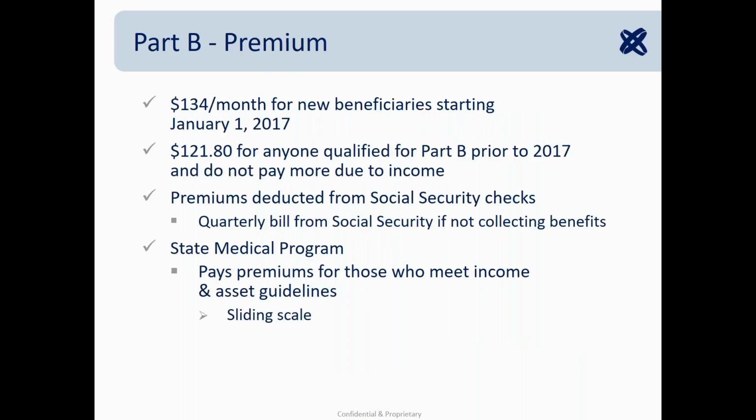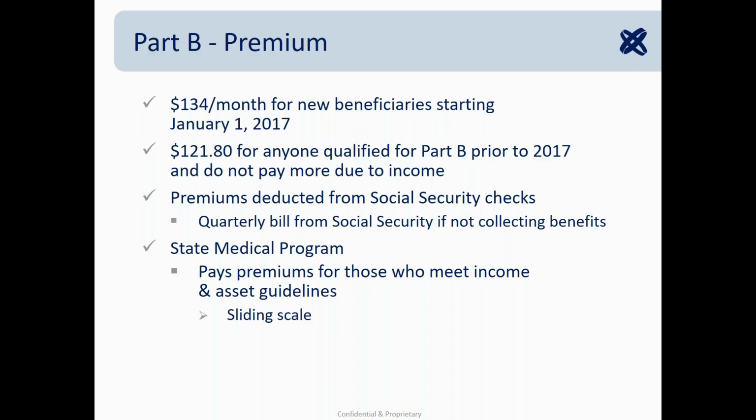The Part B premium changes every year. For 2017, it starts out at $134 a month for new beneficiaries who are starting on Medicare this year. The premium is $121.80 for anyone who qualified prior to 2017 and does not pay more due to their income. Premiums are deducted from Social Security checks, or billed quarterly by Social Security if not collecting benefits.